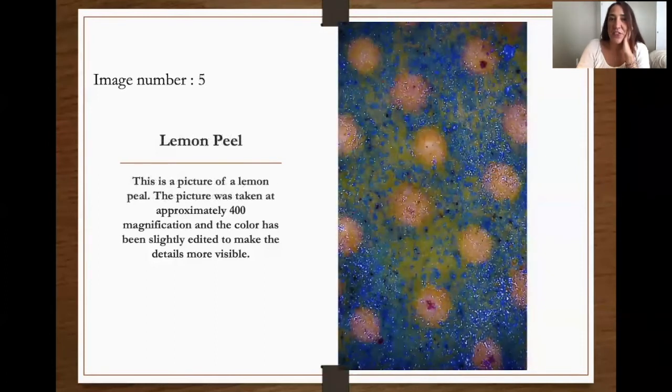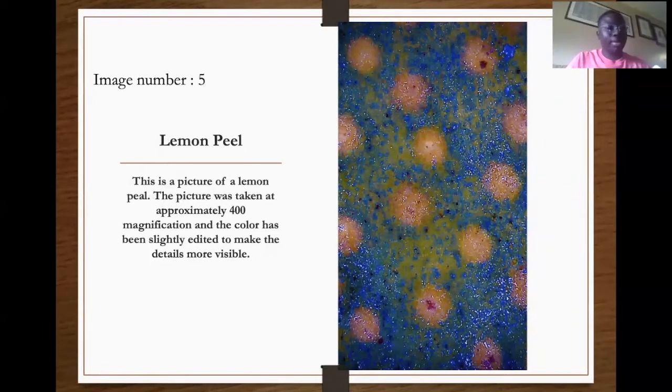Next picture, and this one, wow, this is amazing. So this is a lemon peel. I just took a lemon out of the fridge, the same process. Took a picture of it and edited the colors so the details can be more visible. Beautiful. And that is a lemon. Nice, that's beautiful. So that's number 5.